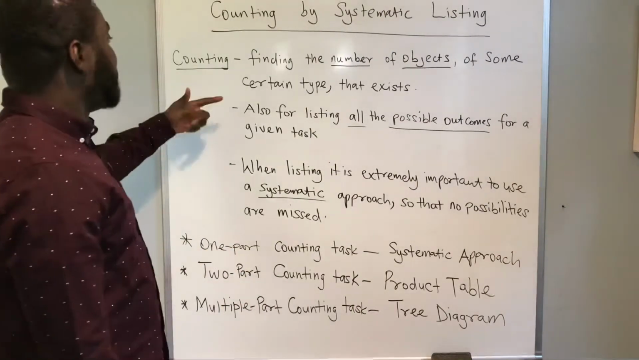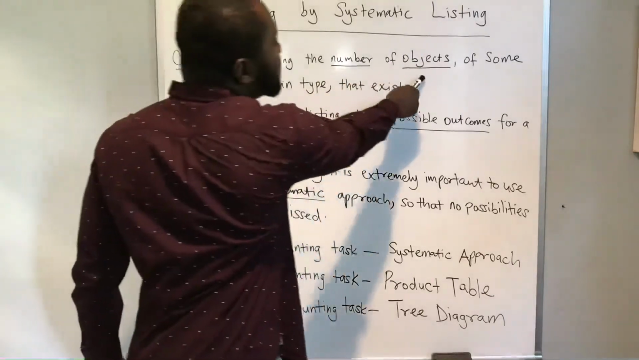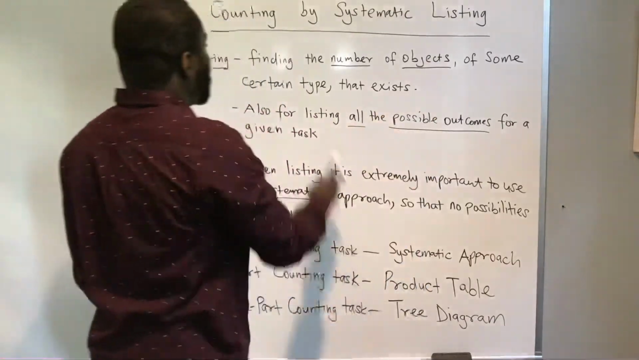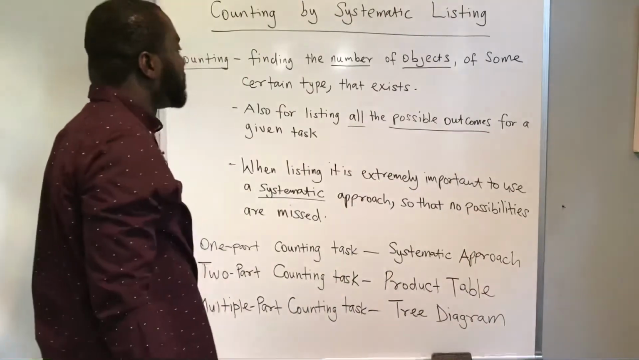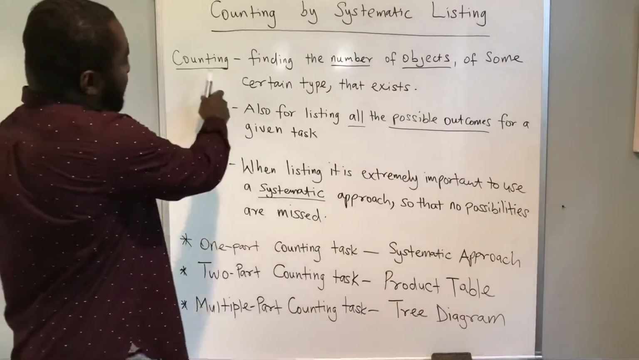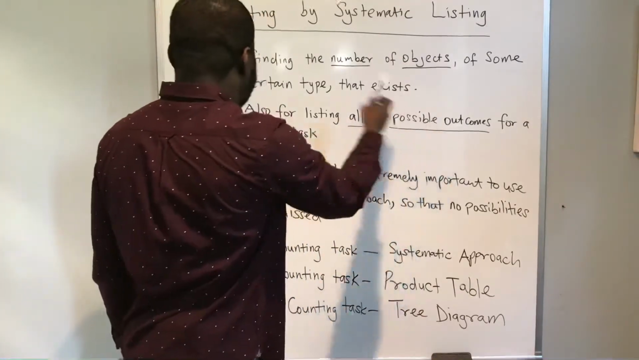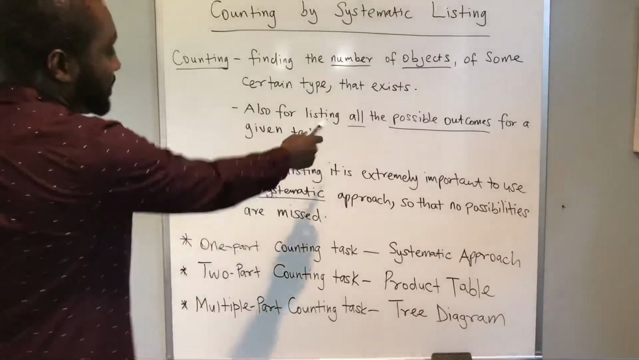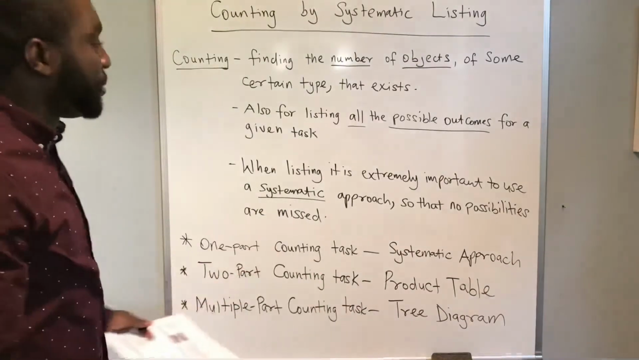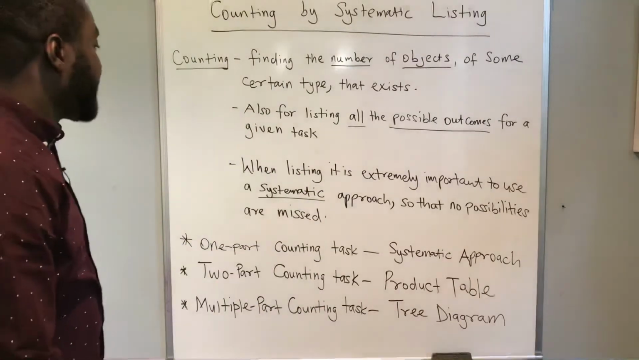So counting, right? What is counting? Counting is finding the number of objects of some certain type that exist, okay? Or another definition for counting is listing all the possible outcomes for a given task, okay? That's what counting is all about. We are going to find ways to list all the possible outcomes for a given task.